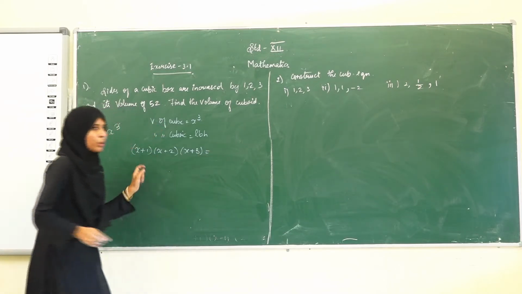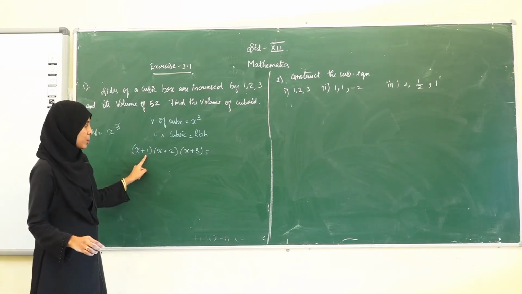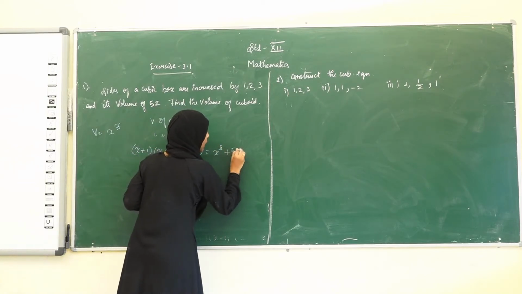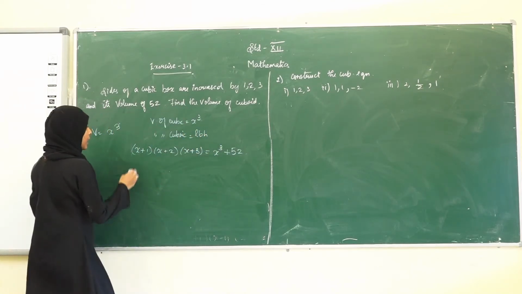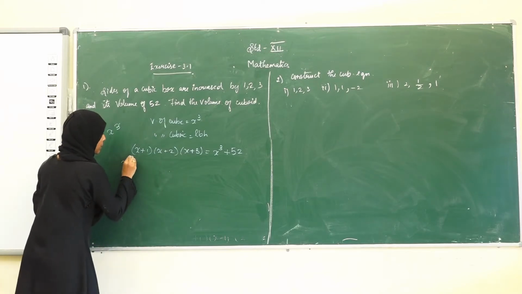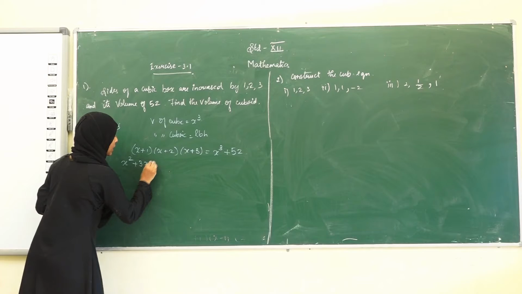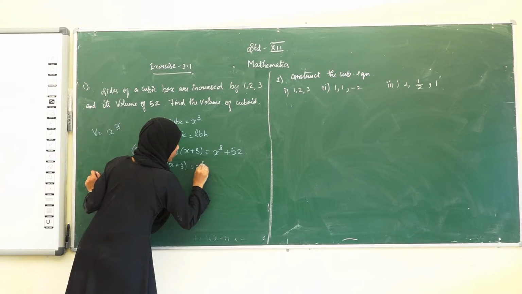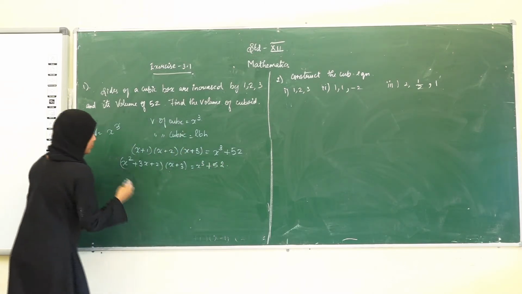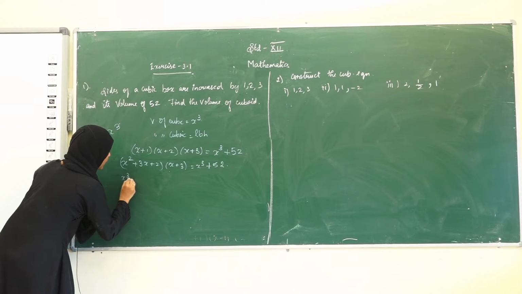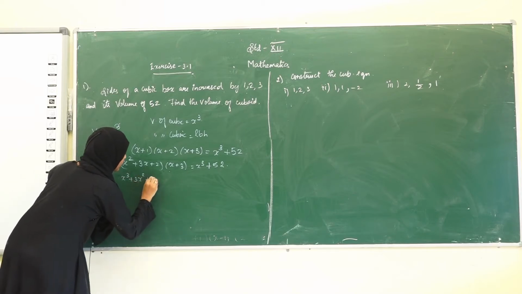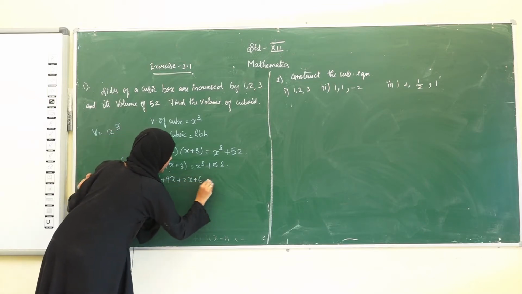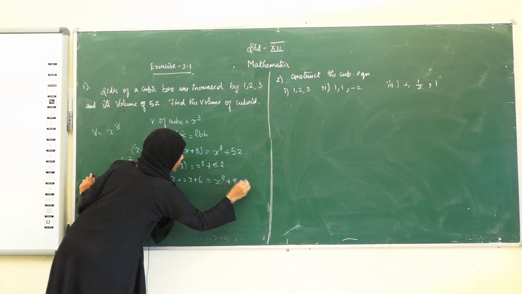That is, we know the volume of the cuboid is L into B into H, that is x plus 1 into x plus 2 into x plus 3 equals x cube plus 52. This is how we get it, and then we multiply this. First multiplying, x square plus 3x plus 2 into x plus 3 is equal to x cube plus 52. We multiply this again: x cube plus 3x square plus 3x square plus 9x plus 2x plus 6 is equal to x cube plus 52.